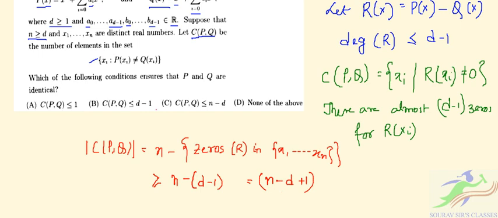We have been given the question, which of the following conditions ensures that P and Q are identical. Here we find that the condition is n minus d equal to 1, but in the options you can see none of these. So c(P,Q) should be greater than or equal to n minus d plus 1. Since the option given is none of the above, that is the correct option, option D.